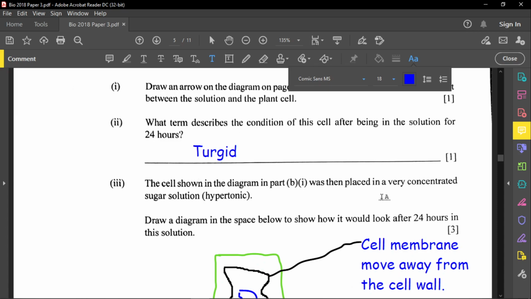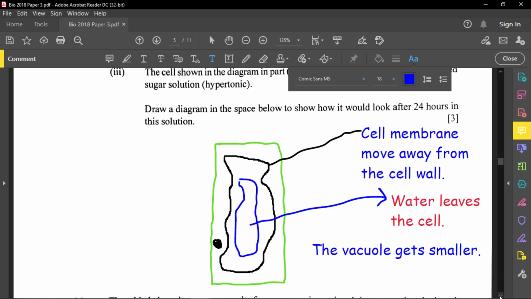So you move it from the hypotonic solution into a hypertonic solution. It said draw a diagram in the space below to show how it will look after 24 hours in this solution. So again, placed in a hypertonic solution, it will lose water. In the interest of time, I already drew this for you. What will happen here is that water will leave the cell, okay? And because of water leaving, the cell membrane will move away from the cell wall because of a decrease in turgor pressure. And the vacuole, as a result of that, also gets smaller, okay? So that's what will happen there for 3 marks, okay?